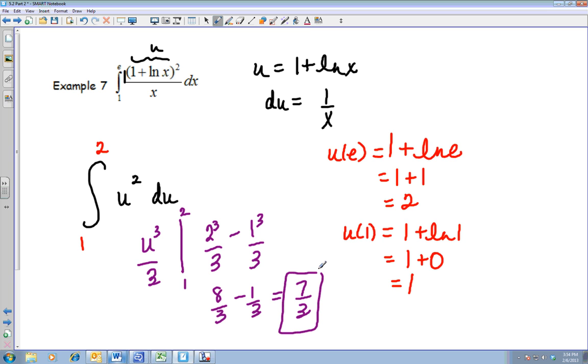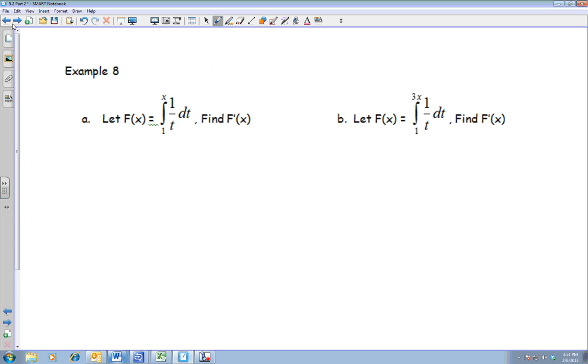Okay, and I think we have one more and we are done. Okay, so this is just a little reminder about the second fundamental theorem of calculus, that second part. It says let F of x equal the integral from 1 to x of 1 over t dt. Then I want to find the derivative of the antiderivative. So remember, integral is the same thing as antiderivative, and I want to find the derivative of that.